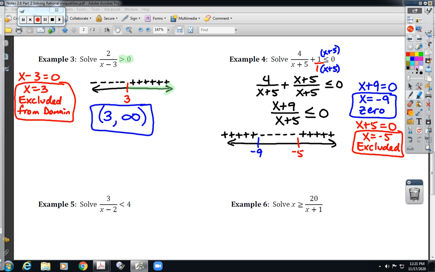We are asked, when is our graph less than or equal to 0? That would be from -9, and -9 would be included because it's a 0, all the way over to -5, which is not included because that is an excluded value. So we never include those. Okay? So our answer would be this rational is less than or equal to 0 from -9 to -5, including -9.